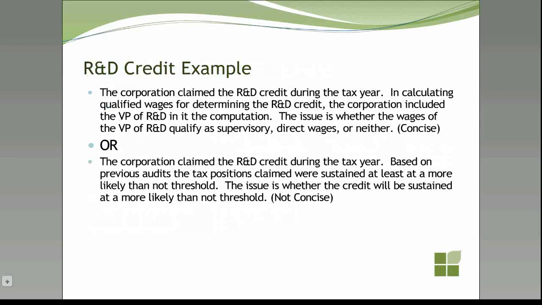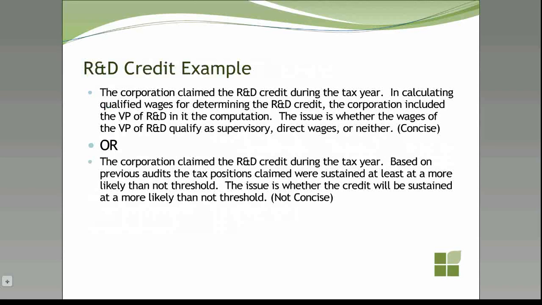So we gave two examples, a concise and not concise description. First one is, and again, I'm pulling just an example. This doesn't necessarily mean that it is uncertain or not. Claiming credit during the tax year and calculating the wages, the corporation included a VP of R&D in its computation. The issue is whether the wages of the VP of R&D qualify as supervisory, direct, or neither. That would be an example of concise.